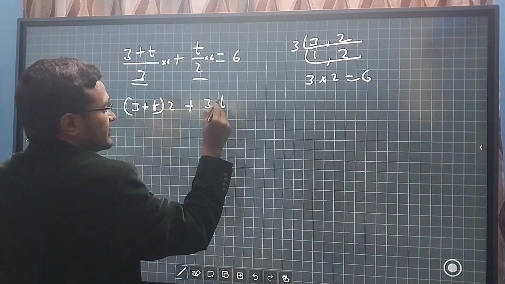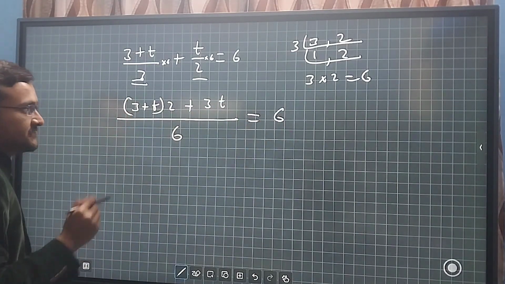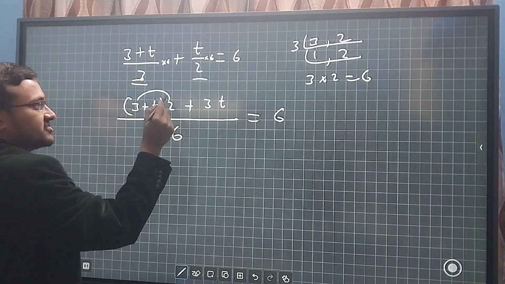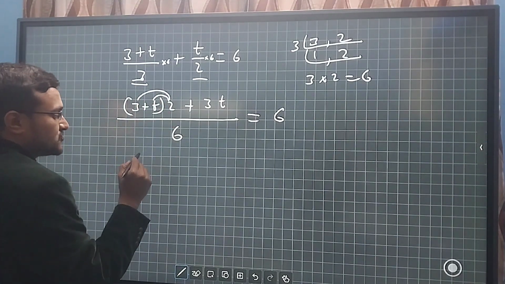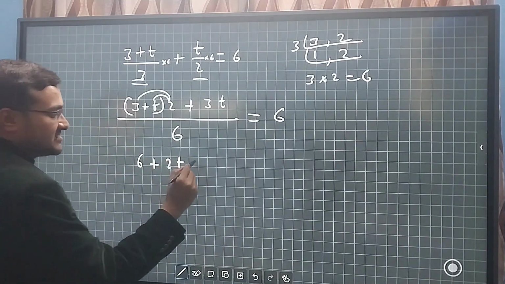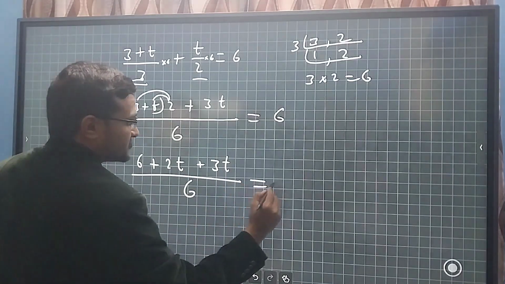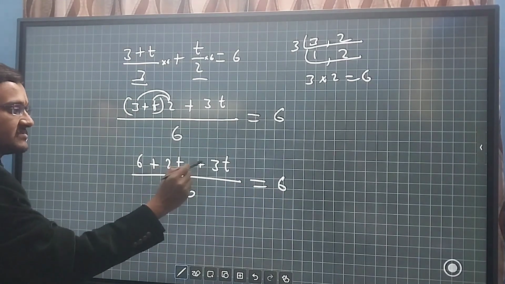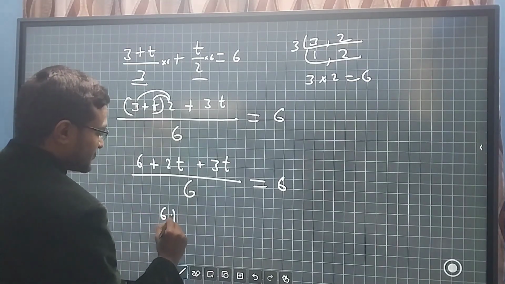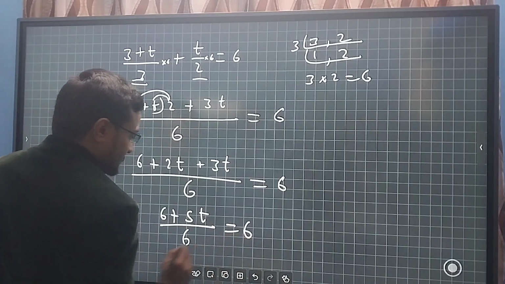So 3 into t whole divided by 6 is equal to 6. Now this 2 you have to multiply to both 3 and t. So 3 twos are 6, plus 2 into t is 2t, plus 3t, divided by 6 is equal to 6. Now here 3t plus 2t plus 3t is 5t. So 6 plus 5 times t divided by 6 is equal to 6.